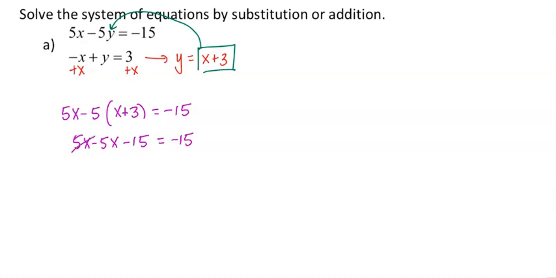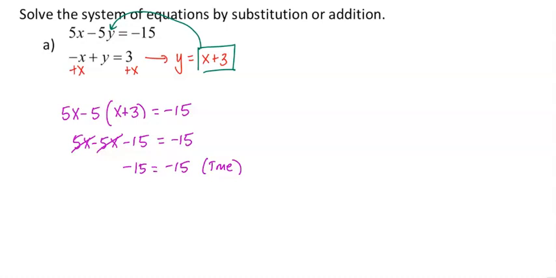So distributing, we've got 5x minus 5x minus 15 equals negative 15. So 5x minus 5x, our variable terms cancel out, and we're left with the statement negative 15 equals negative 15. So the variables are gone, and what's left this time is a true statement. Negative 15 will always be equal to negative 15. So because this statement is always true, it's telling us that we have infinitely many solutions that will make our original system true as well.